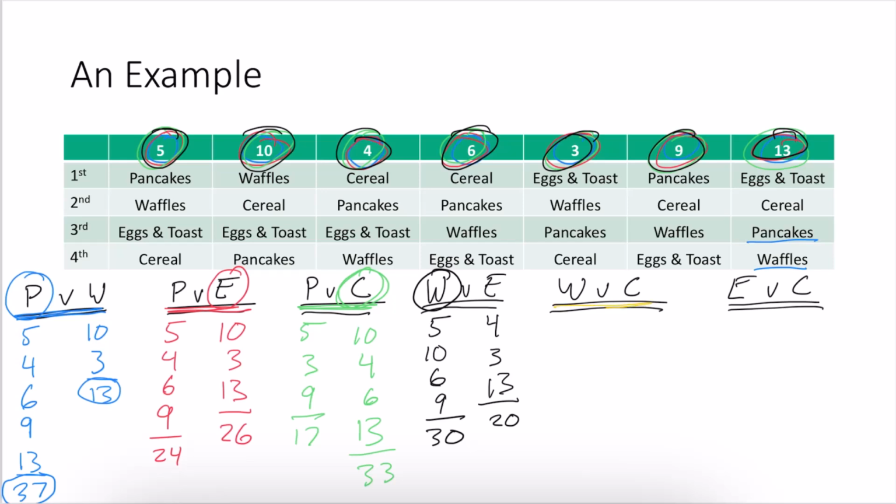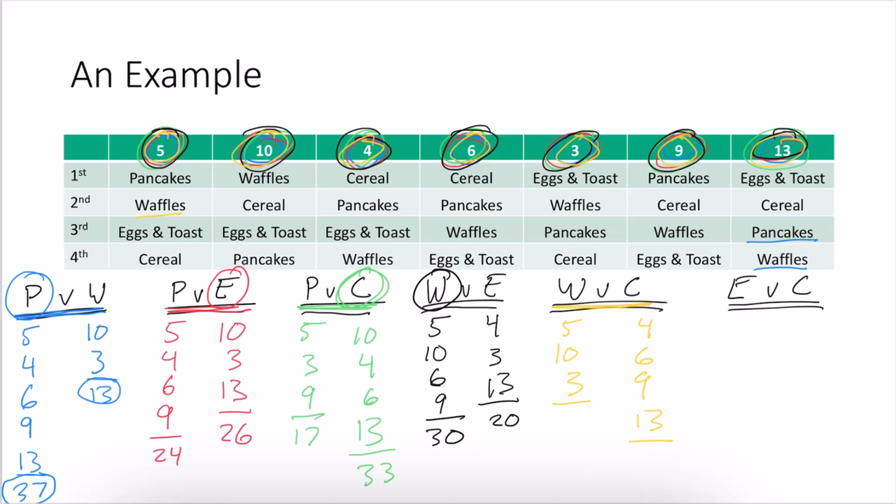For this pair, where I'm looking at waffles versus cereal, these 5 votes will go to waffles because waffles is higher than cereal. So that gives me 5. These 10 votes will also go to waffles. These 4 votes will go to cereal, as will these 6 votes. These 3 votes will go to waffles. These 9 votes will go to cereal. And these 13 votes will also go to cereal.